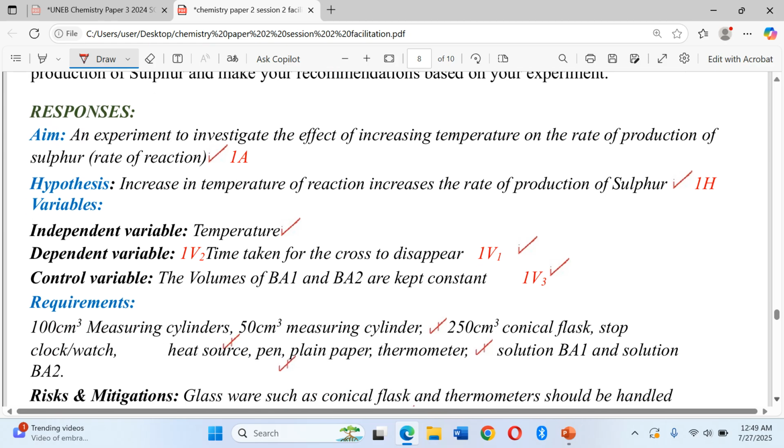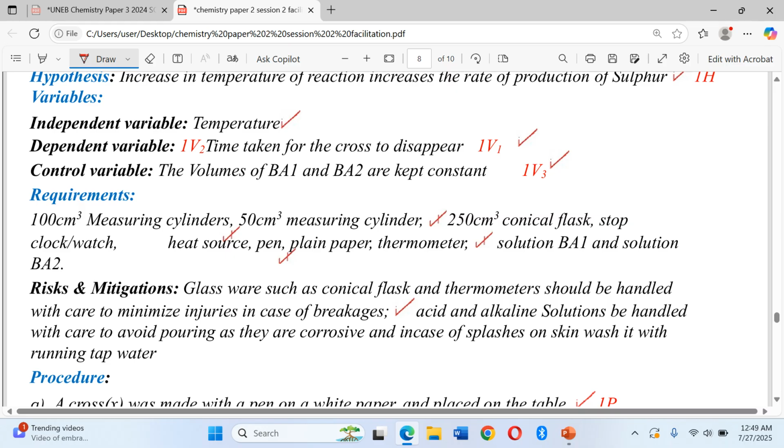Requirements: we have a measuring cylinder of 100 cubic centimeters, the one for 50 cubic centimeters, a 250 cubic centimeter conical flask, a stopwatch or clock. Now even this one is not allowed, but I put them there so that you use any that you have in your school. Then you have a heat source, pen, paper, thermometer, and then solution BA1 and solution BA2.